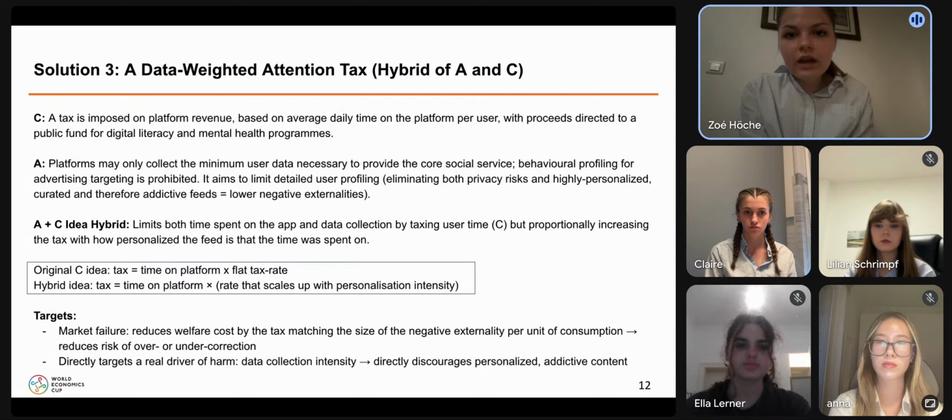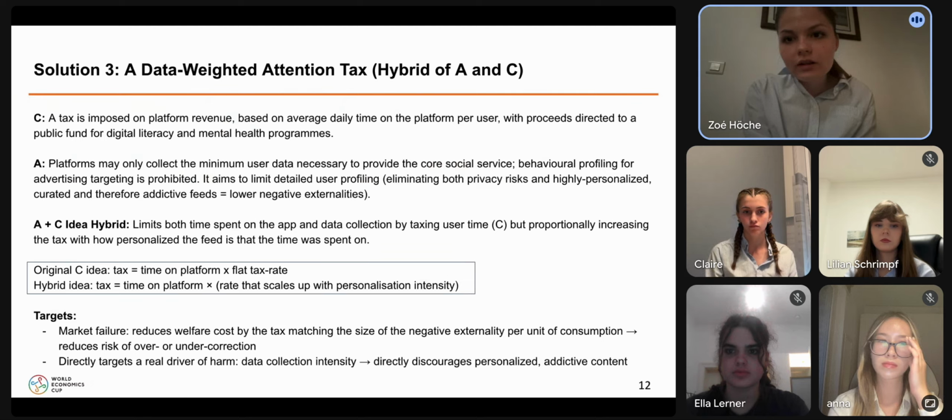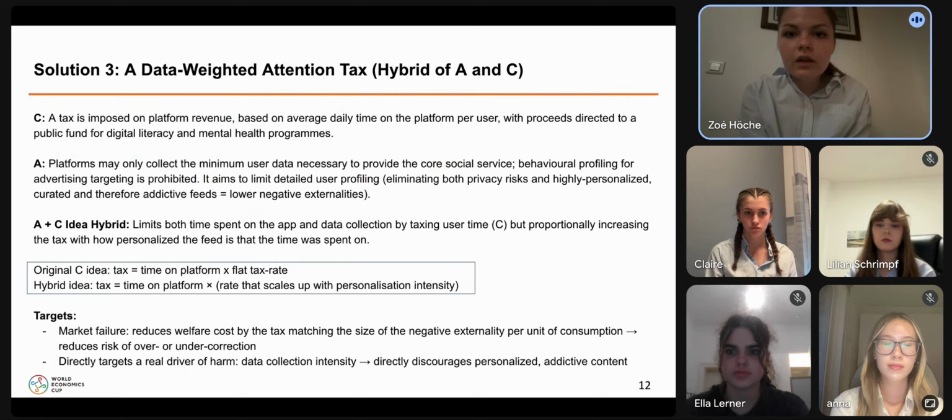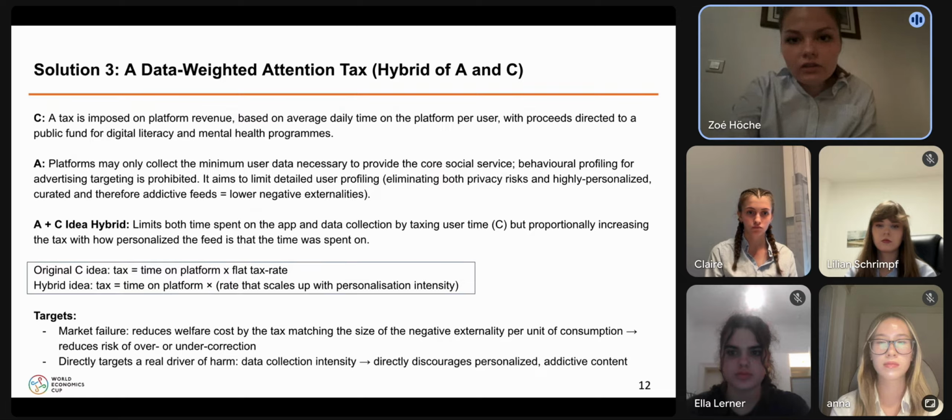So in the original C idea, tax would equal time on the platform times a flat tax rate. However, in our hybrid idea, the tax would equal the time on the platform times a rate that scales up with the personalization intensity of the platform. This targets the market failure and reduces welfare costs by the tax matching the size of the negative externality per unit of consumption, therefore also reducing the risk of over or under correction, and it directly targets a real driver of harm, the data collection intensity, by directly discouraging personalized and addictive content through data collection.